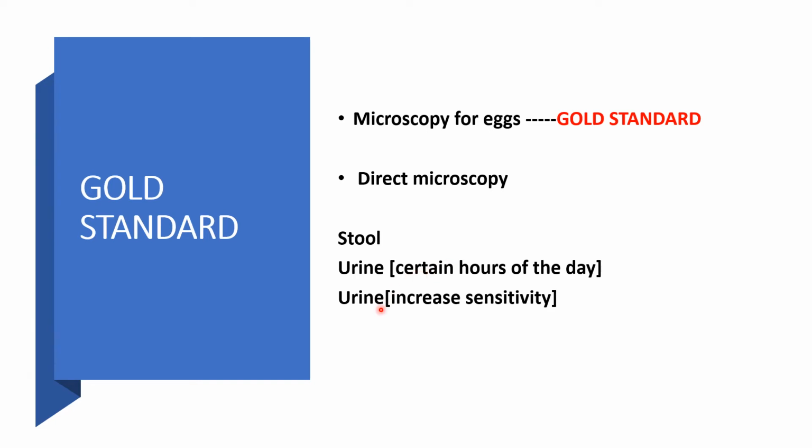And we can increase the urine sensitivity by using the precipitate after centrifugation or after urine filtration. That will increase the sensitivity. Let me go back a little bit to the stool for direct microscopy. You can use stool here for all species, including Schistosoma haematobium.